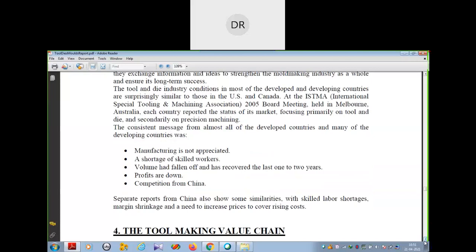Separate reports from China also show some similarity with skilled labor shortages, margin shrinkage, and the need to increase the prices to cover rising cost. The tool making value chain.